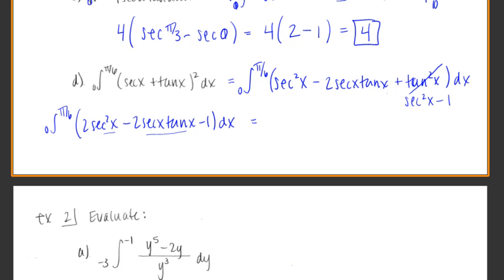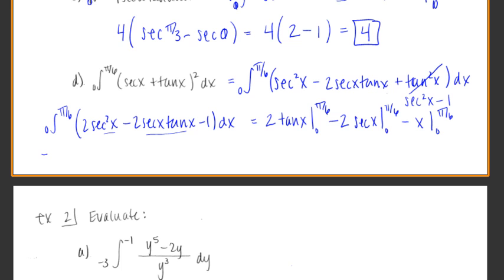Let's go piece by piece. If I pull off the 2, then I know that the integral of secant squared x is just tangent x, because our angle is just x. And we're going to evaluate that from 0 to pi over 6. Okay, if I pull off the 2, the integral of secant x tangent x is just going to be secant x, evaluated from 0 to pi over 6. And then the integral of just 1 itself will be just x, evaluated from 0 to pi over 6.